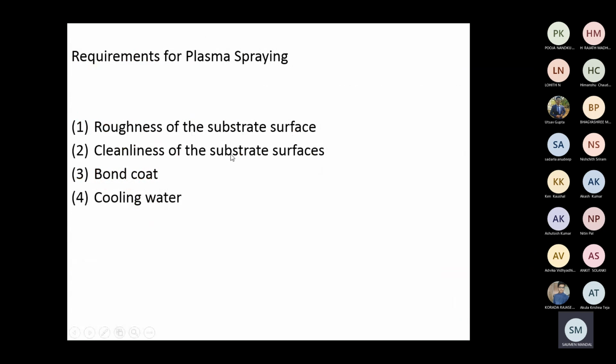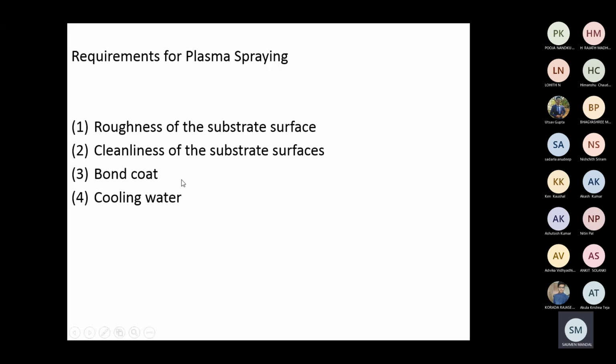Now the requirements for plasma spraying. What are the requirements? First is the roughness of the substrate surface. As I told you, some roughness is required, and that's why the sandblast technique is used. Then cleanliness of the surface is very important. If some grease or dust is there, it may hamper the coating. So it is better to clean the surface before going for plasma spray coating.